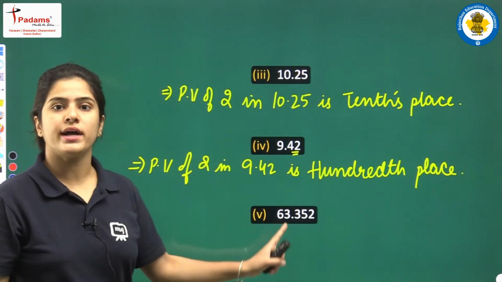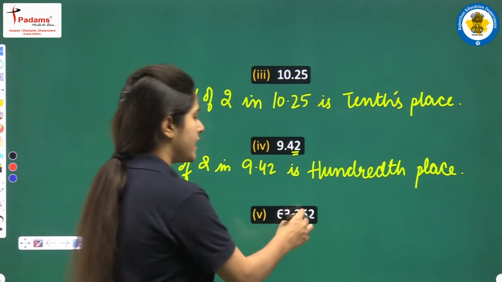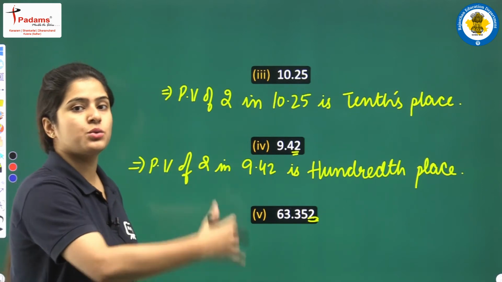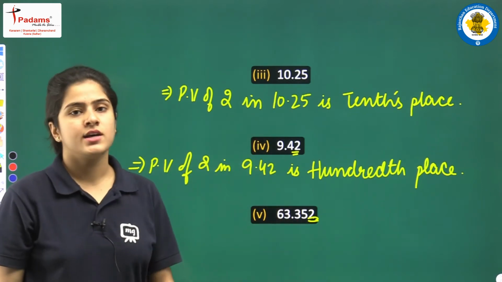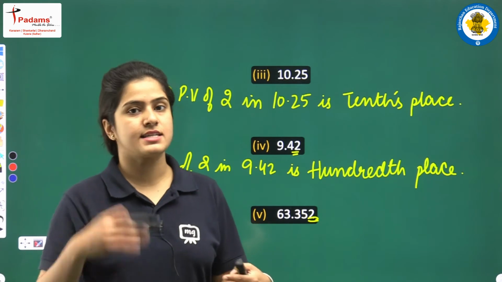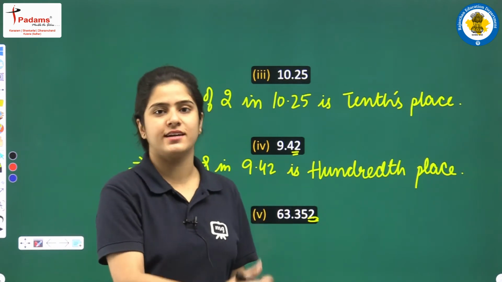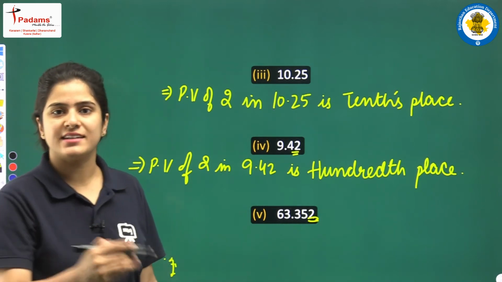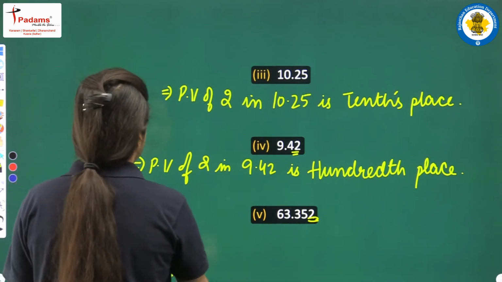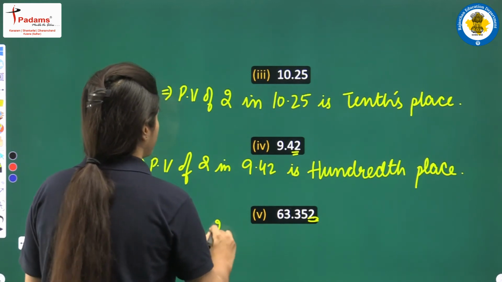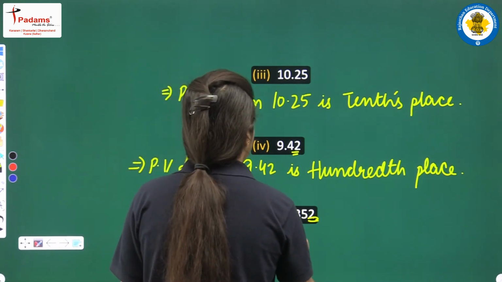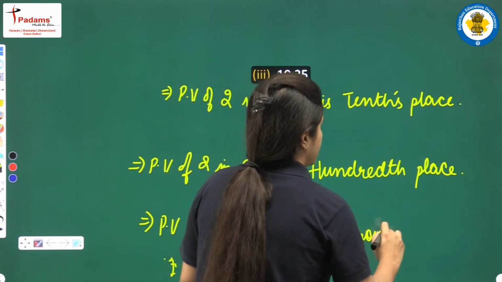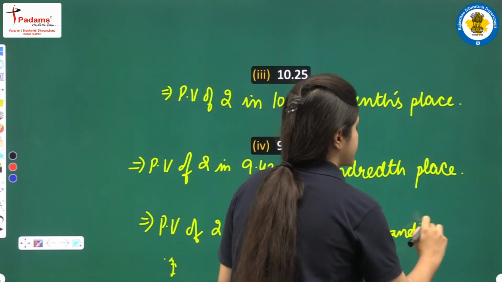Now 63.352. The 2 is in this position after the decimal. Okay, 1, 2 and 3, the third position after the decimal. After one position after the decimal it is 10th, then 100th, then 1000th. So the place value of 2 in this particular number is the 1000th place. Okay, students, so the place value of 2 in 63.352 is the 1000th place.